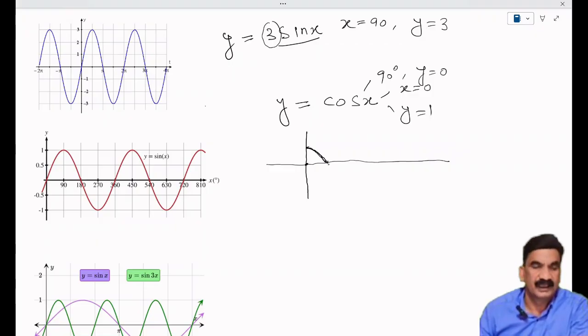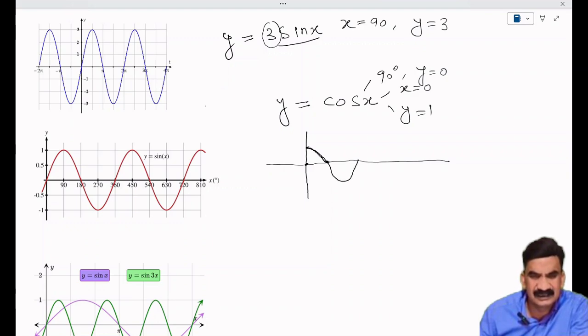It crosses the axis, and you know that these graphs always work like this. The point of repetition will be this one. This will be 180, because sine 180 is 0. This will be 270, right? Sine 270 is minus 1. This will be 360. And this would go on and on and on. There is no difference between the two.